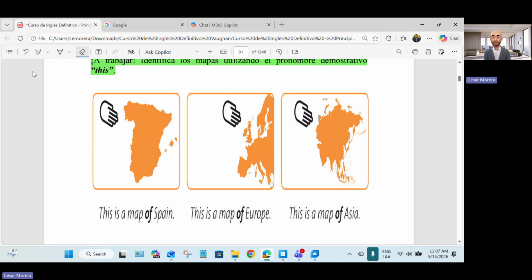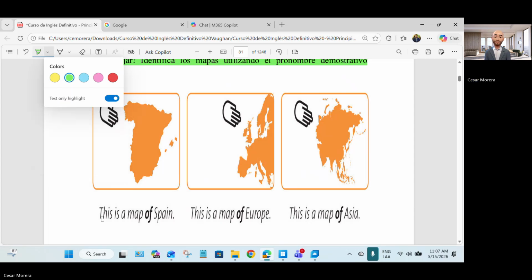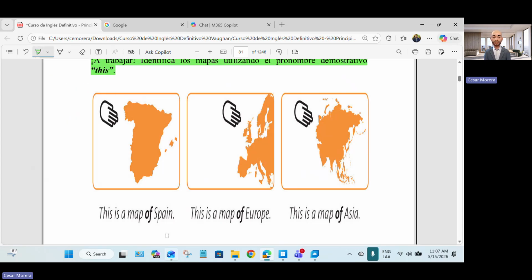And I'm going to do the following. I'm going to change this for a minute here. And let's go with this. Let me see if I can highlight it. Nope, it's not allowing me to do it. Let me do it the other way. Okay, this is a map of Spain. This is a map of Europe. This is a map of Asia. Okay, so we have those examples.